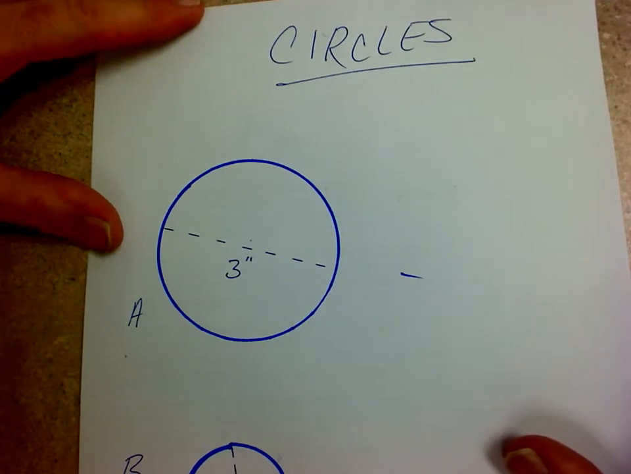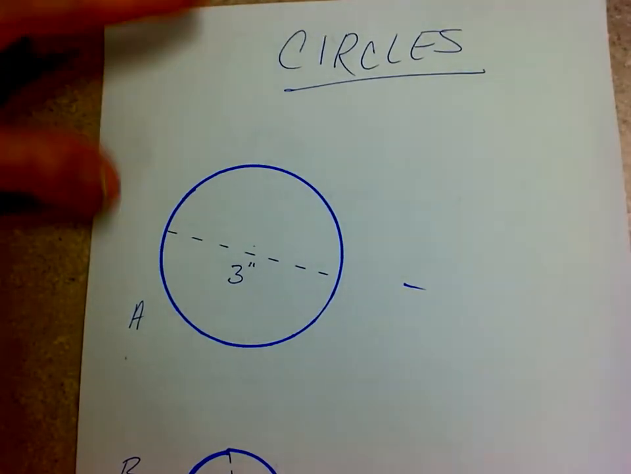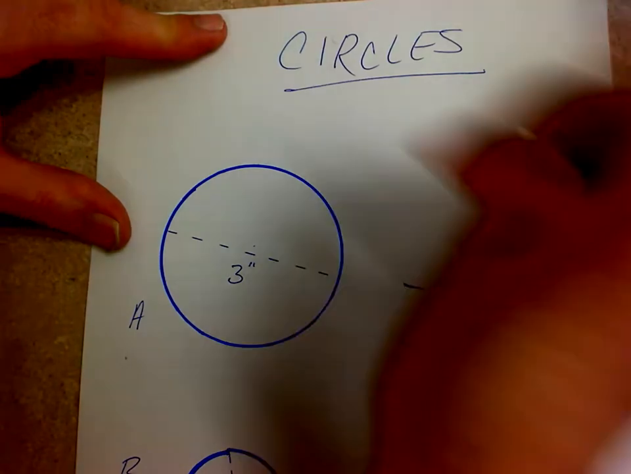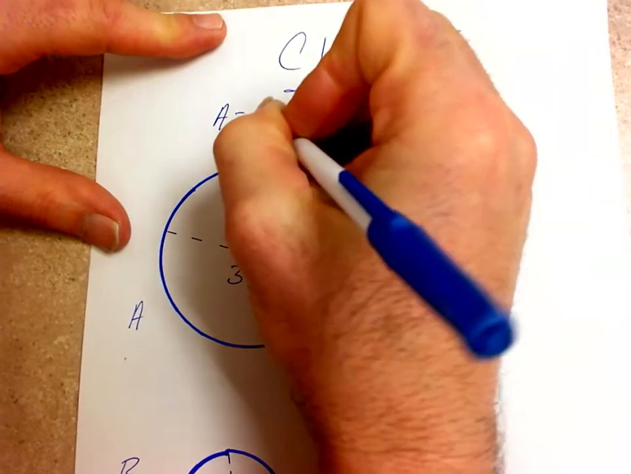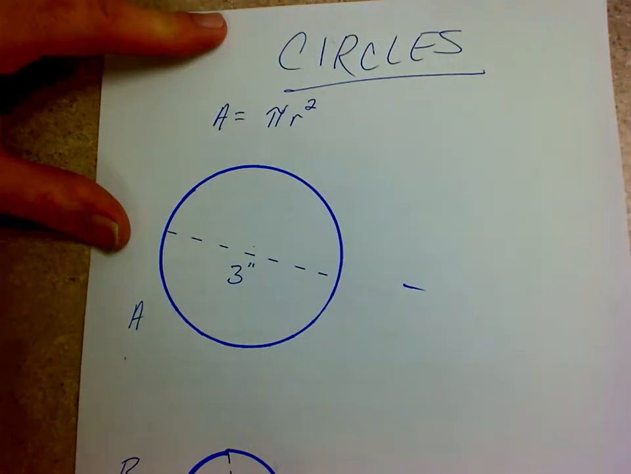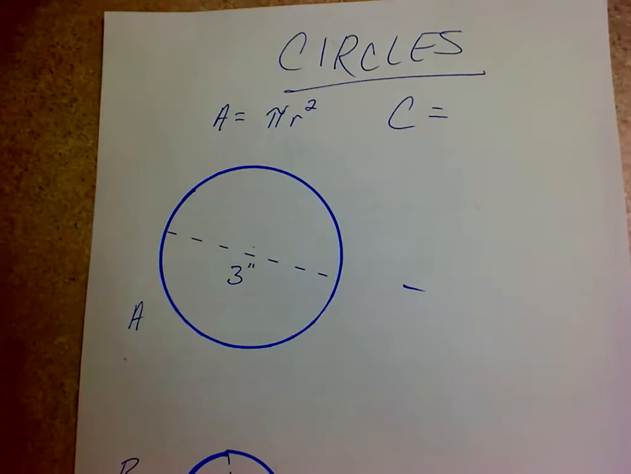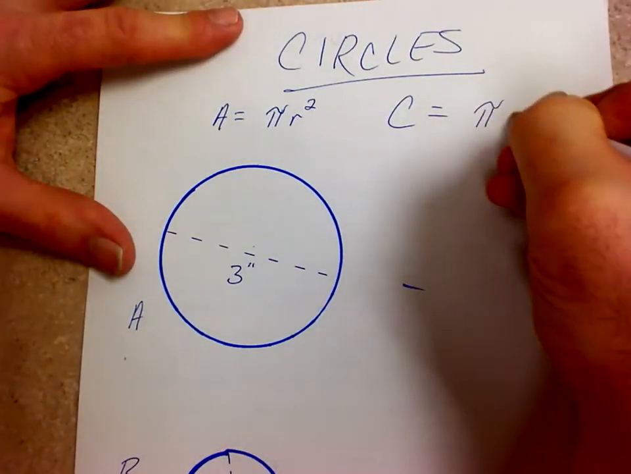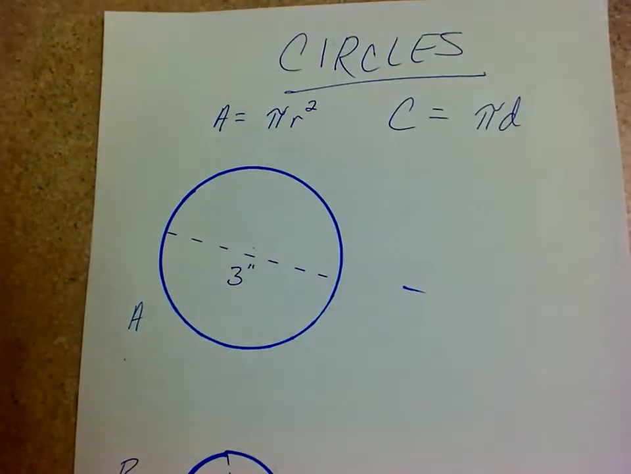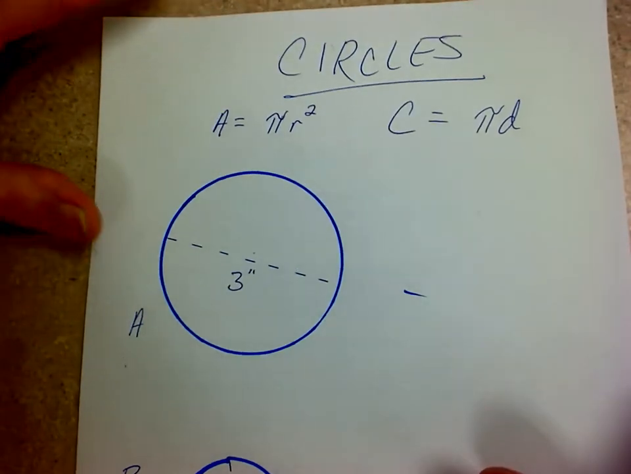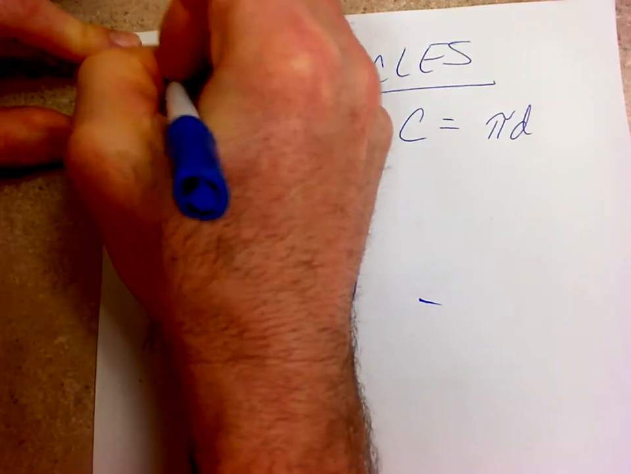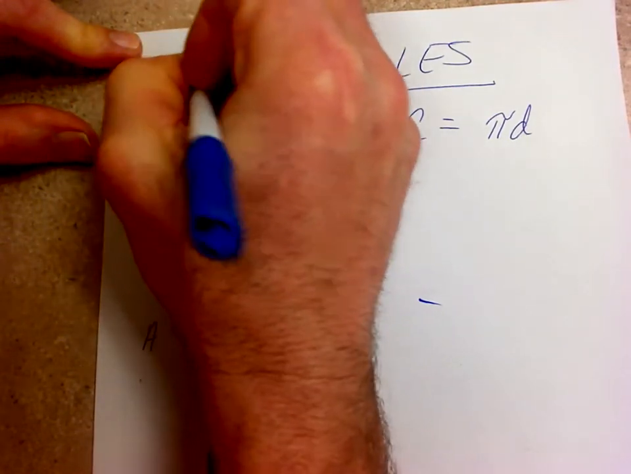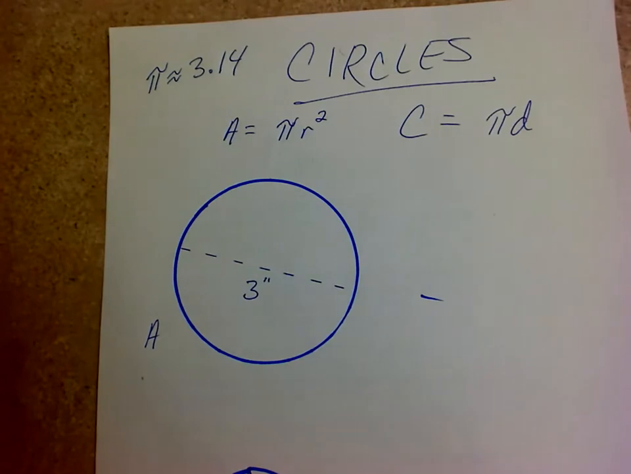So today in class we finally started talking about circles, and we had two formulas. We need to be able to calculate the area of our circles, pi r squared, and we need to be able to calculate the circumference of our circles, pi times the diameter. And again, remember we talked about pi. Pi is one of those long numbers, okay? So for our work, pi is always going to be equal to 3.14.